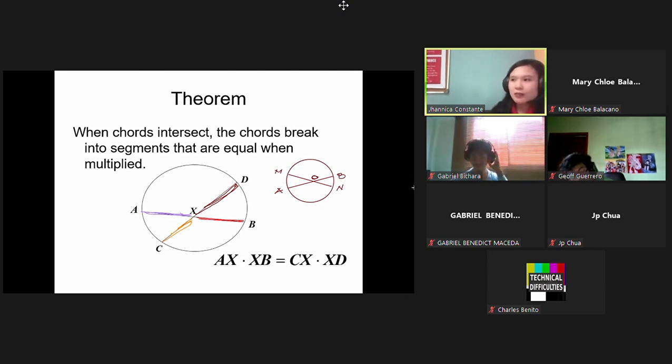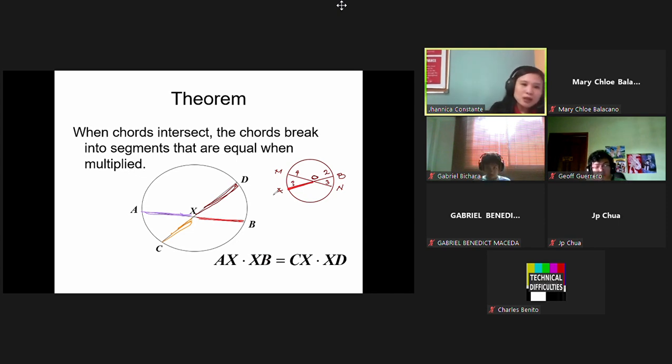So let's say the measurement of segment MO is equal to 4 centimeters. Segment ON measures 3. And we need to solve for the measurement of segment AO or OA. And the measurement of segment OB is 2. So we need to find what will be the measurement of segment OA, from the chord AB that we have in our circle.